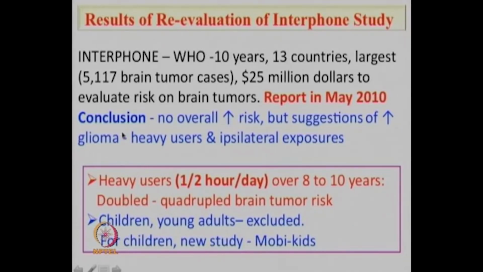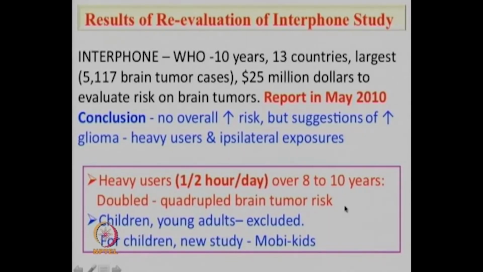So, what is the definition of heavy user? The definition of heavy user was half an hour per day over 8 to 10 years. So, what happens if you do that? Well, you have a double to quadruple brain tumor risk. Now can you correlate, which I mentioned earlier, 18 to 24 minutes, and half hour is something like 30 minutes per day. So, in about 10 years of time, there is a double to quadruple brain tumor risk.